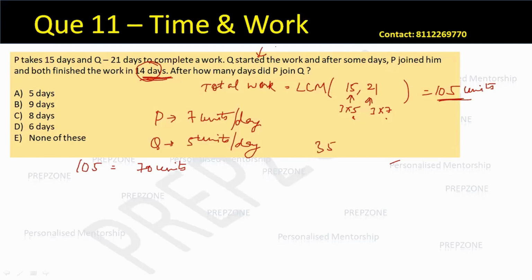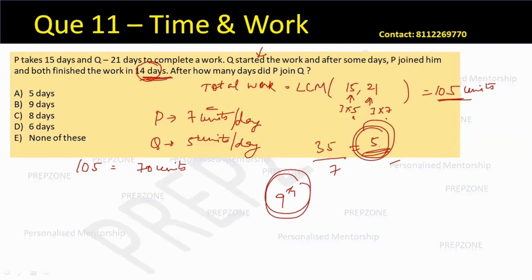The speed of P is he does 7 units in a day. So how many days will he take? He will take 5 days to finish the work, which means P has joined after how many days? 14 minus 5, the 9th day, because P has only worked for 5 days. So P has worked on day number 14, 13, 12, 11 and 10, which means he joined after 9 days and hence the answer is B.